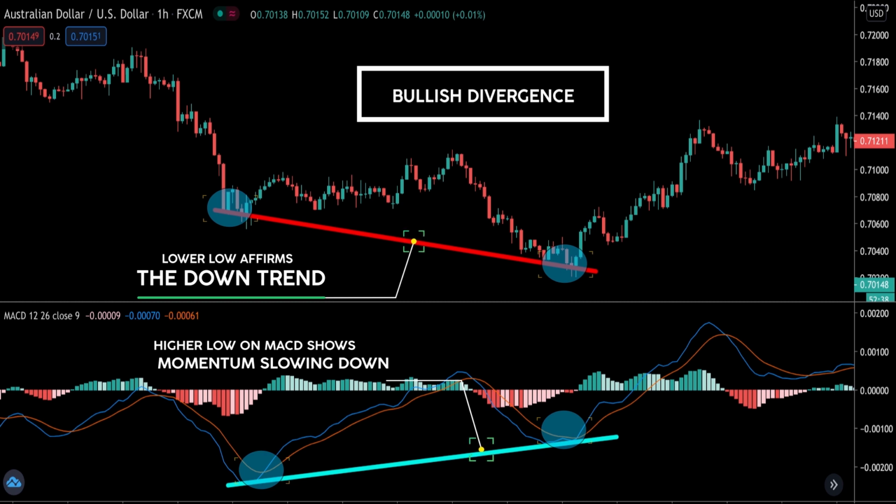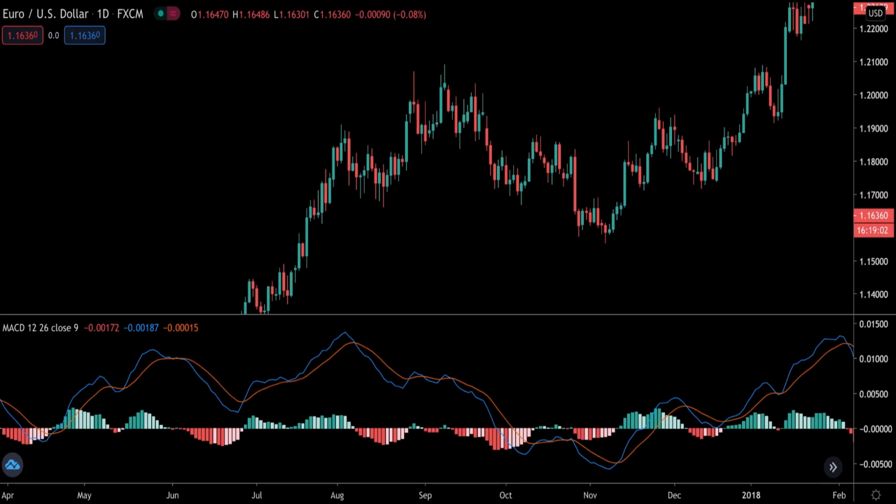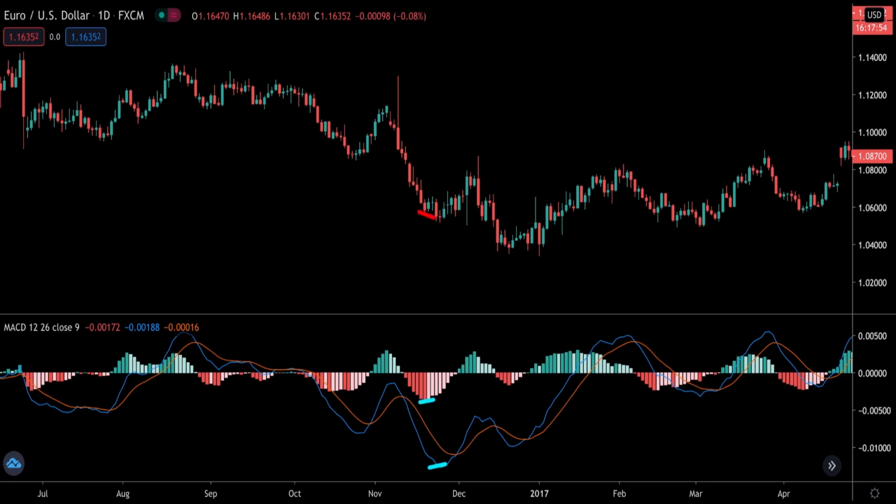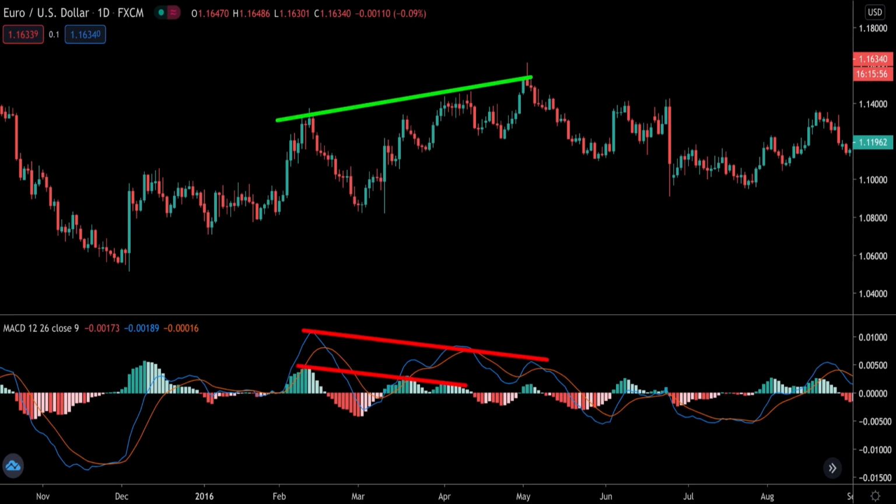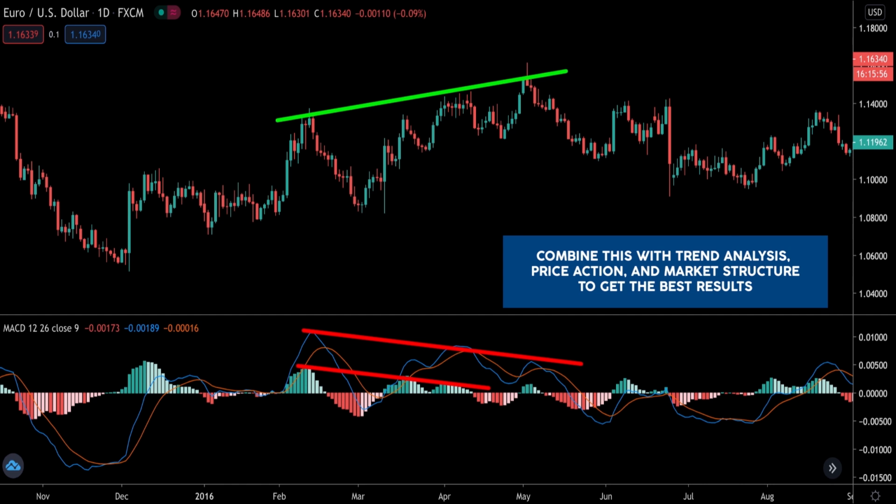You can use the MACD line, the signal line, and the MACD histogram to search for divergence. The highest probability signals occur when there is a double divergence, when the lines and the histogram both show a divergence. Here are some examples of double divergence to help you better understand this. Using the divergence can help you predict market turning points and provide you with an edge in the market when applied correctly. You want to combine this with trend analysis, price action, and market structure.